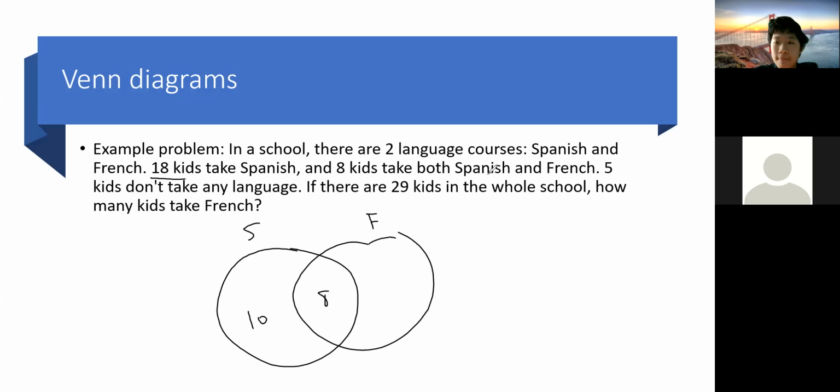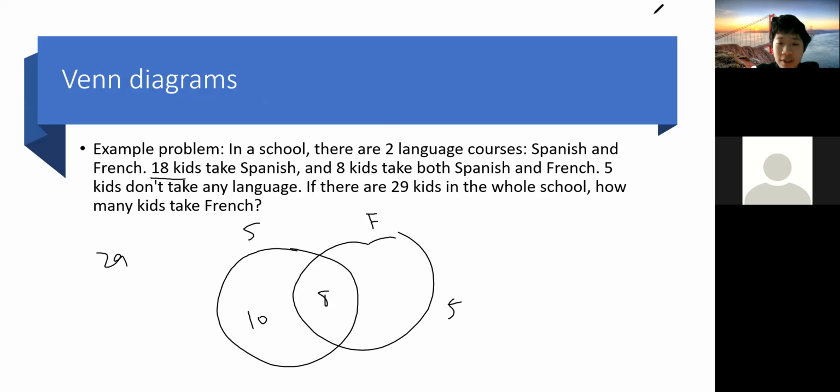What else is there? Well, there are 29 kids in the whole school. But there are 5 kids who don't take any language. So that means 5 goes outside of the Venn diagram entirely. It doesn't even go in it, because none of these kids are in Spanish or French. So 5 is out here.